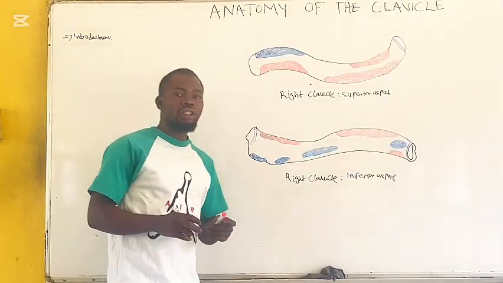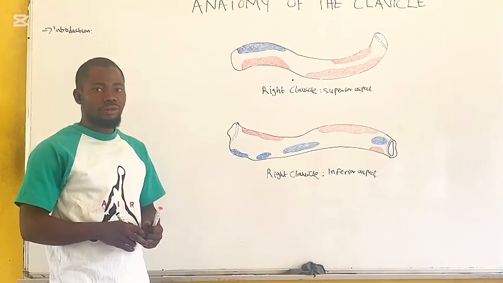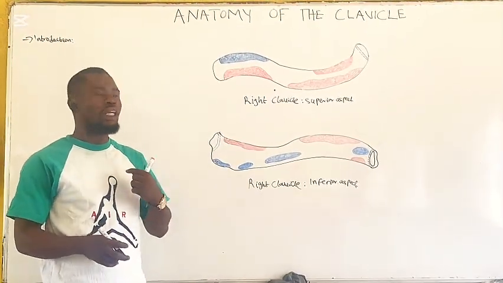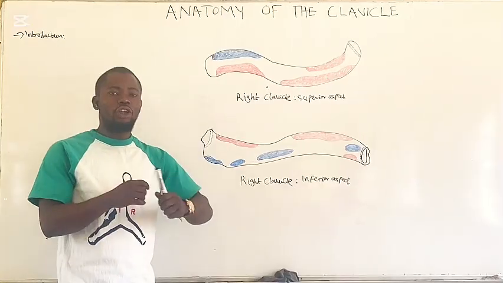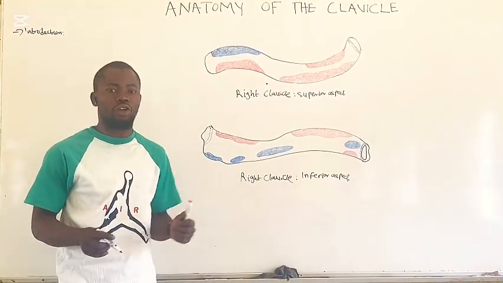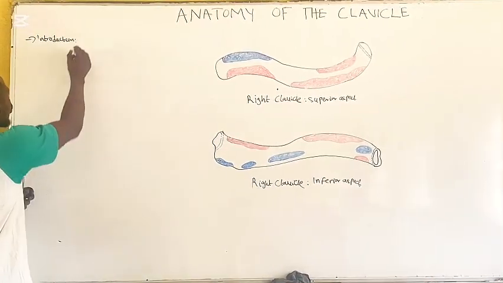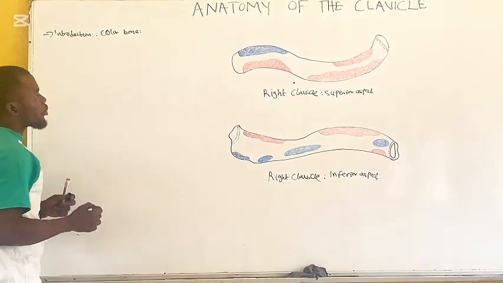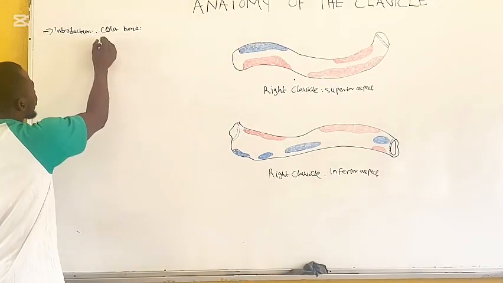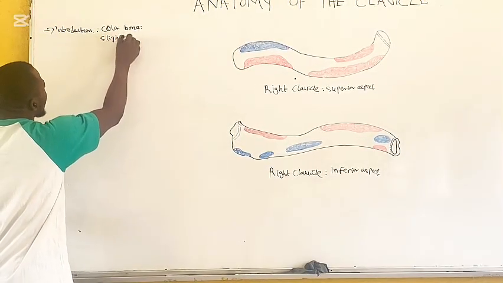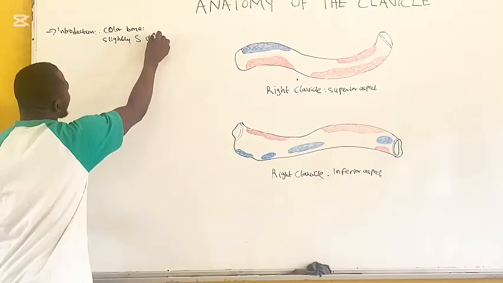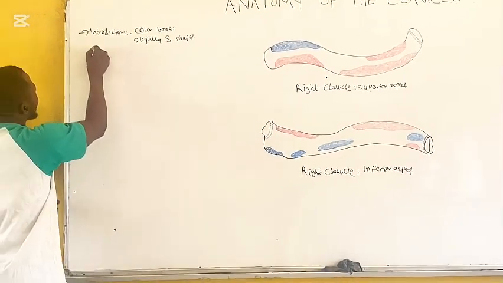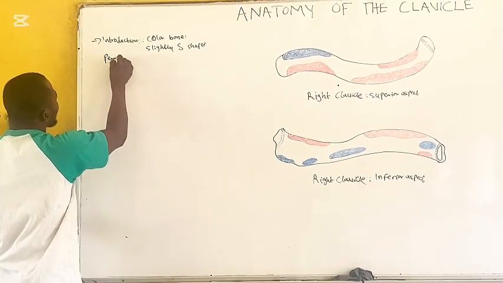Clavicle, it is also called collarbone, and it is the horizontal bone that is located on the anterior aspect. It supports the shoulder so that the arm can freely move away from the thorax. We said it is also called collarbone. It is slightly S-shaped bone.